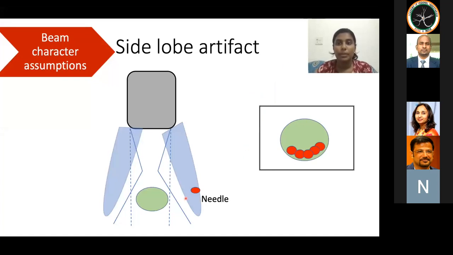Next is side lobe artifact. We know that in addition to the main beam, there are radiating overlapping side lobes all around the main beam. When a high frequency linear probe is used, and if a highly reflective object like a needle is in the path of these side lobes, they get picked up. It is multiple side lobes picking up a single needle. Hence the needle image is duplicated, forming overlapped needle images which finally appear to be linear. And these needle images get processed as if they are picked up by the main beam.